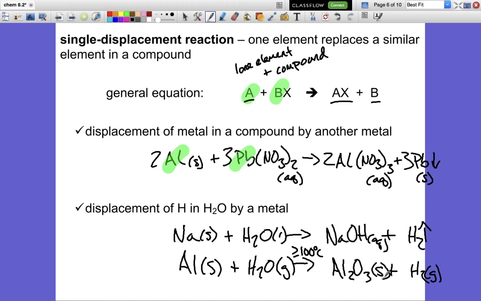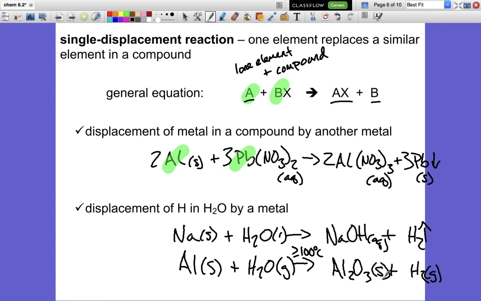So you get two different possible outcomes, but it depends on the conditions. It depends on what kind of metal you have and how active it is. We'll talk about that next section. But it also, right? The water is different in both cases. In order for it to work for aluminum, since it's less active, that water has to be really, really hot. You need that extra energy to make it work.